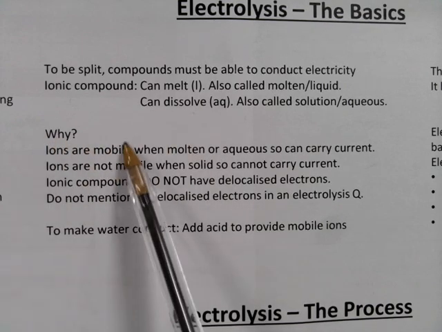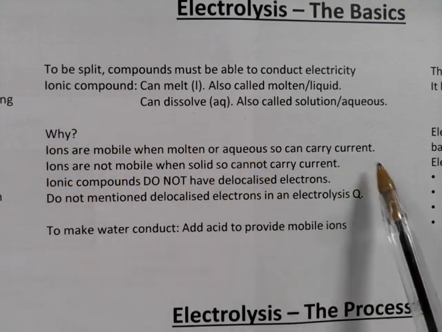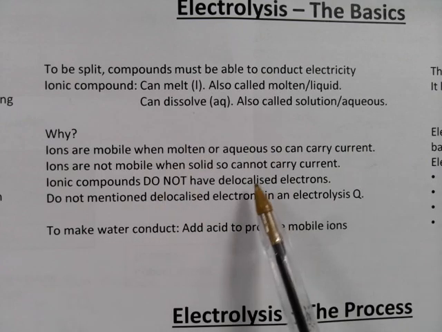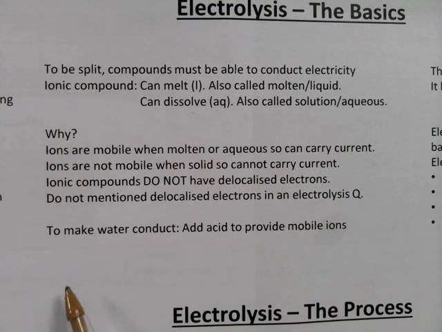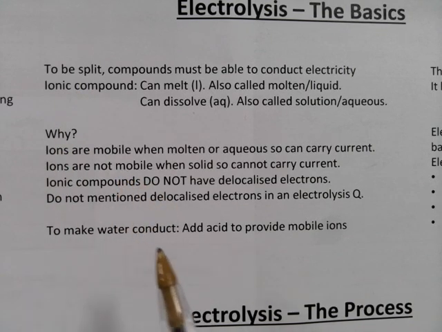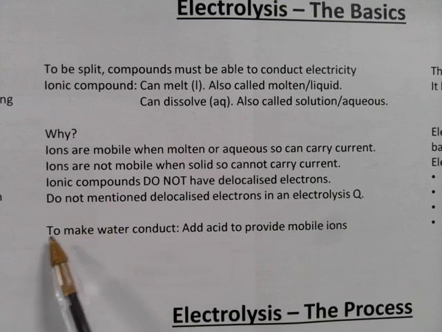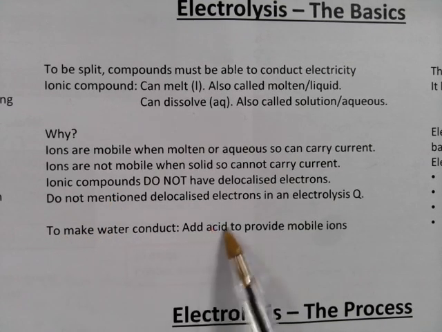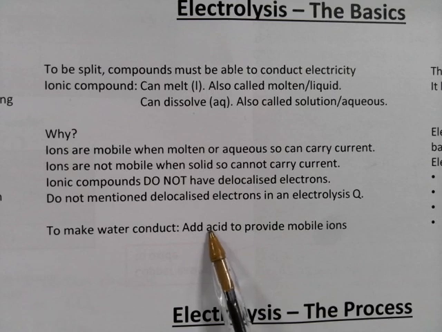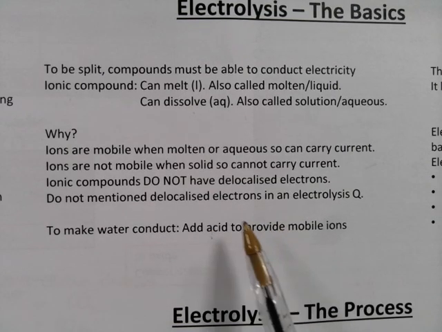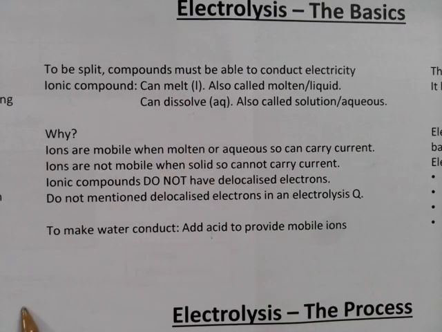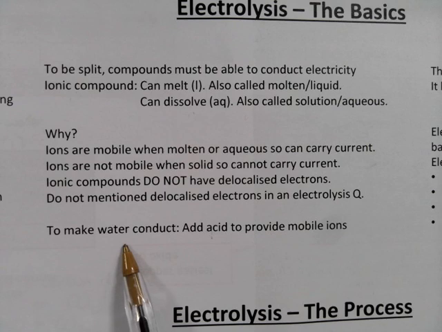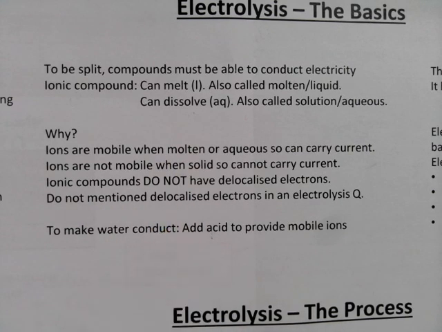Why? Because now the ions are mobile. They're free to move and they can carry current. You should not be talking about delocalised electrons when you're talking about ionic compounds. With water, water is a covalent molecule, but to make it conduct electricity, if you add some acid, the acid will provide the H+ ions needed to carry the current. So for an ionic compound, you're melting it or dissolving it to get it to conduct. For water, you're adding a bit of acid to get it to conduct, and once it can conduct, you can use electricity to split it up into its elements.